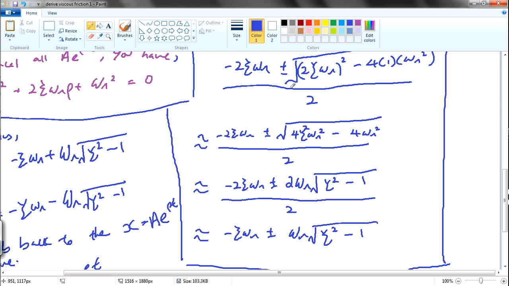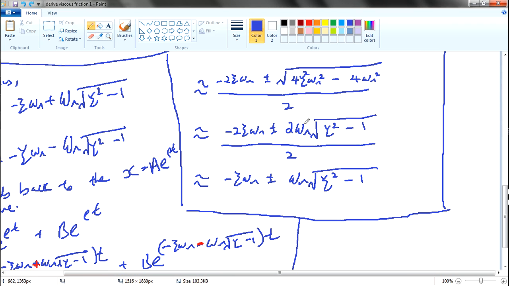In other words, you just write down zeta squared minus 1 like that. And then when you bring this out, after which you divide by 2. You divide by 2 because they have the same coefficient, so you have this one.